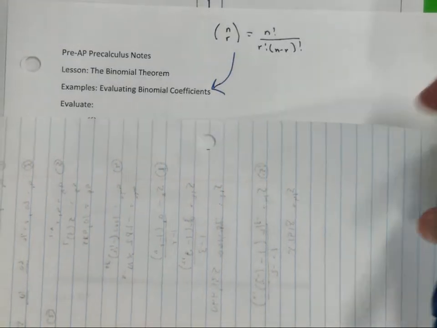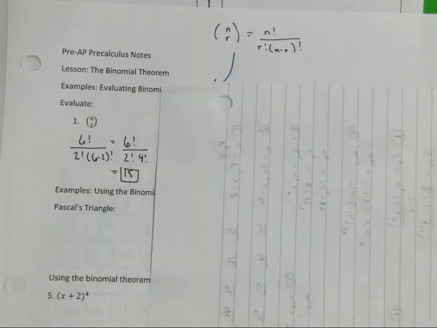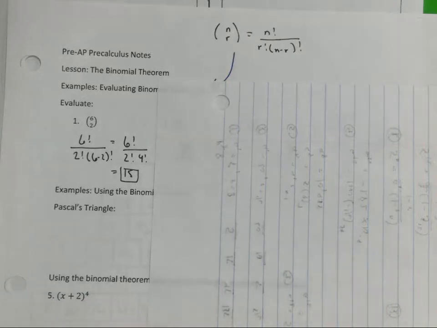Alright, so let's look at the first one. Do you see how it looks? 6 over 2. It's very easy to remember how to do it. You put the top number on top with a factorial, the bottom number with a factorial on the bottom, and subtract the 2.